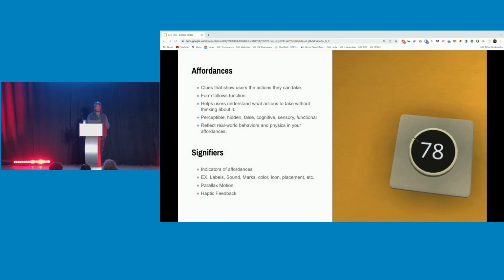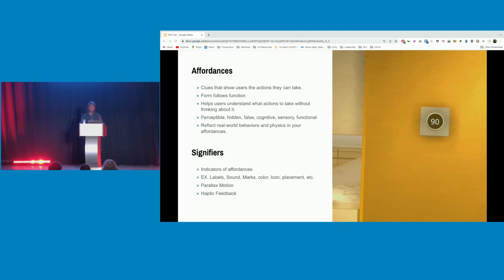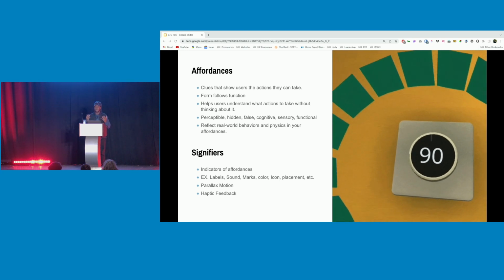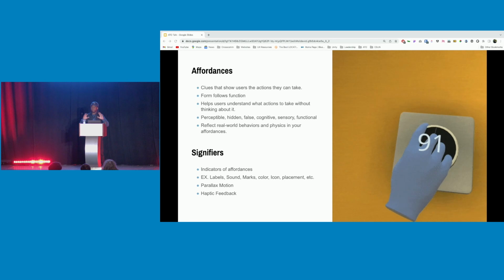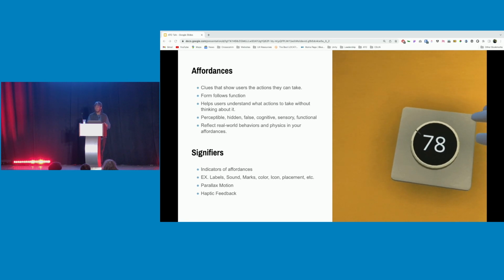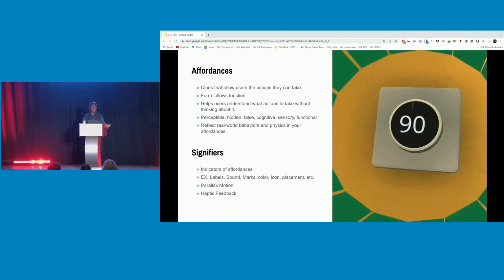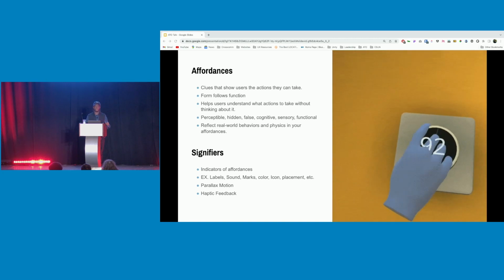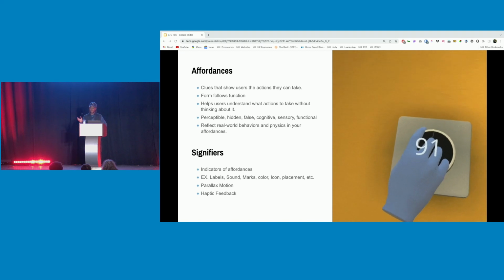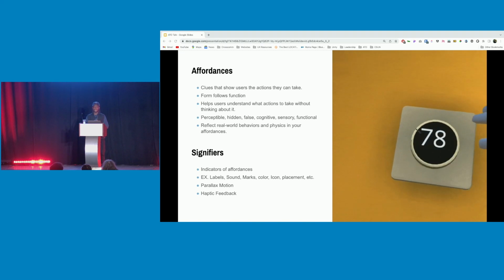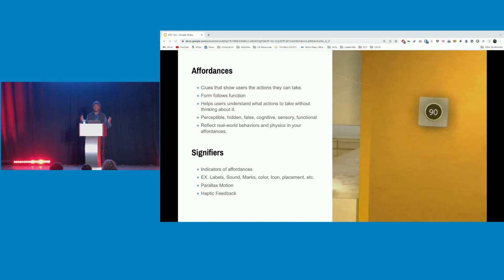When designing for augmented reality and virtual reality, it's very important that we all pay attention to the real world and establish UI patterns we already have. So, has anyone in this room ever heard of affordances and signifiers? Okay, you got like 2, maybe 3 strong.